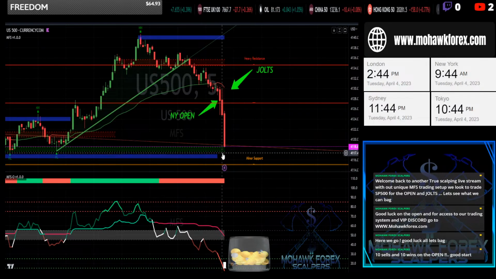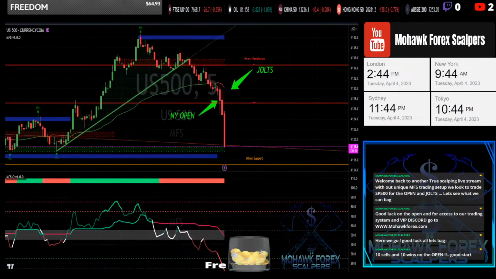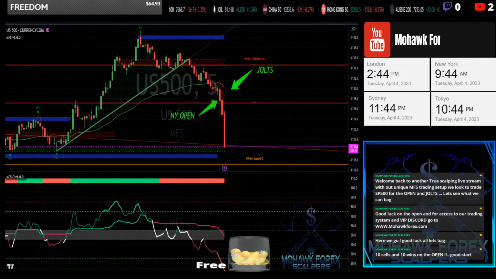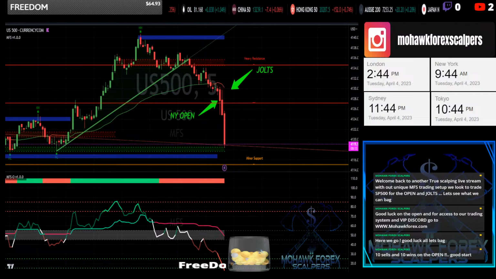Look at that, beautiful. Here is the zone. Oh, right. On that minor resistance. Let's have a look. This is where we want to be looking for some buys.